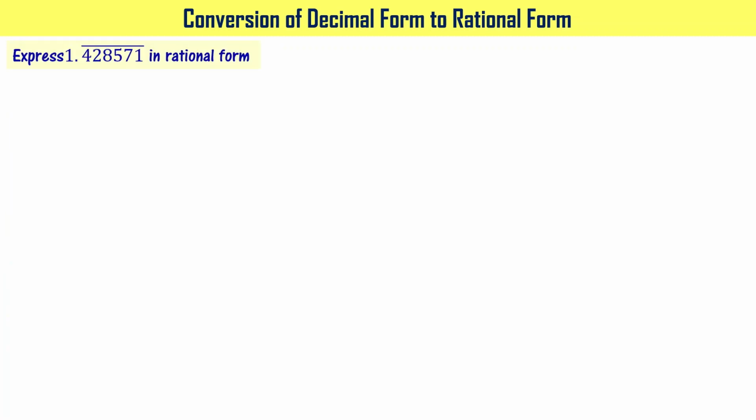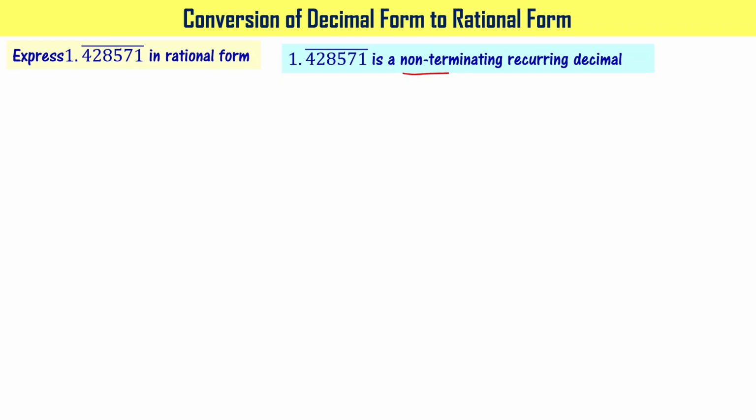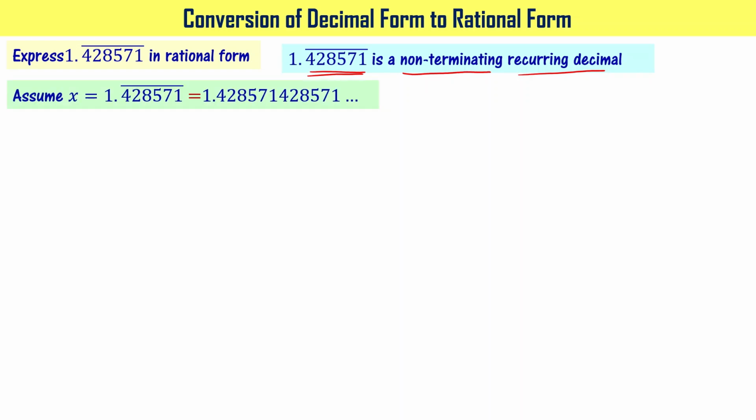Let us express 1.428571 with overbar on 428571 in the rational form. As you see here, since there is overbar, it means it is a non-terminating recurring decimal, right? Because these 6 digits are going to repeat continuously. This bunch of 6 numbers will be repeating, right? So let's assume x equal to 1.428571 with overbar on 428571.